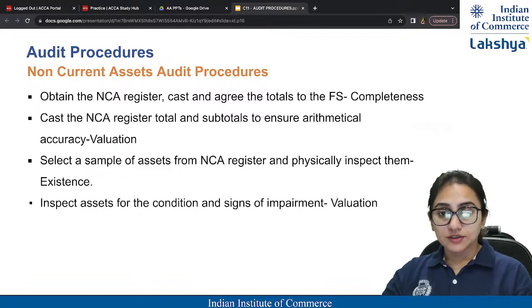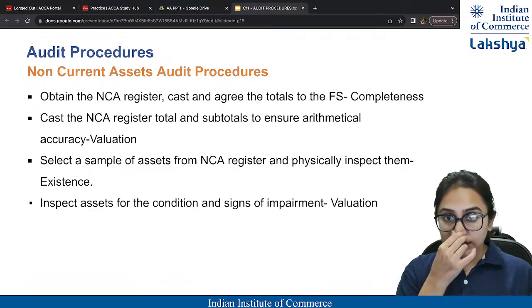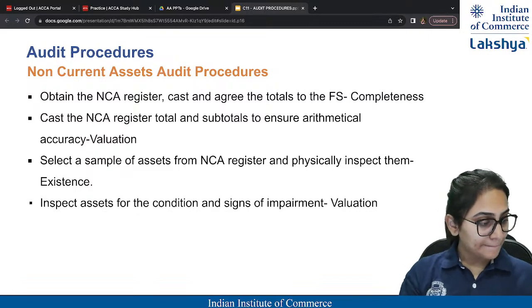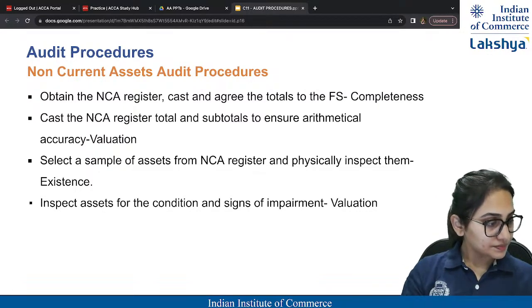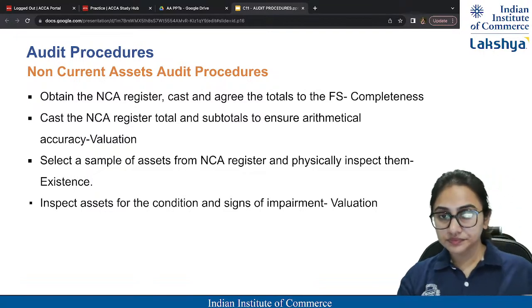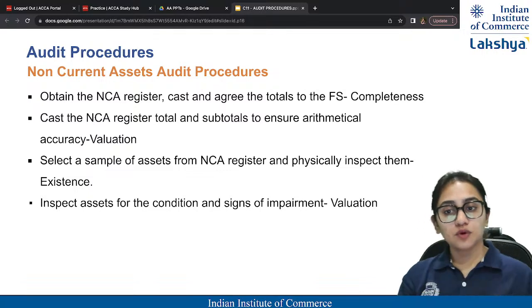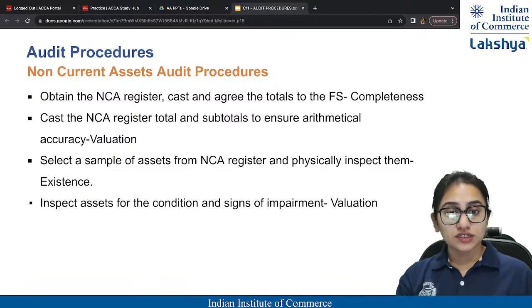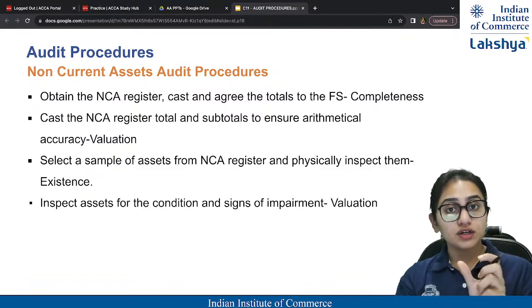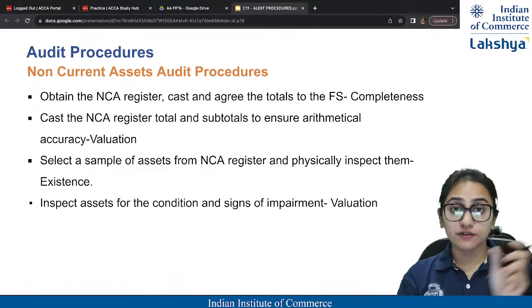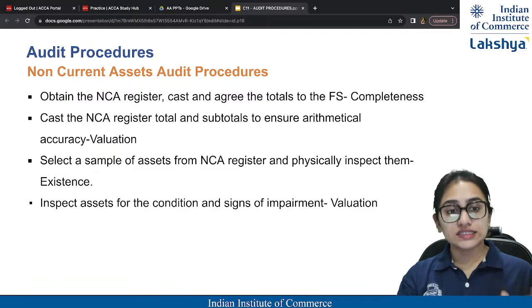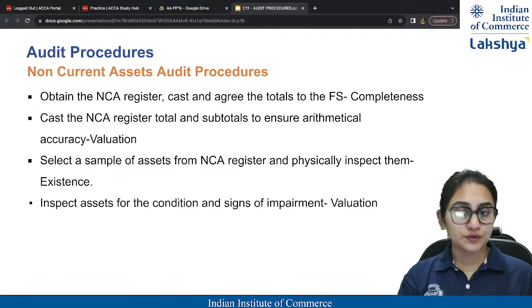So the next we have is audit procedures on non-current assets. What you will do, audit procedures to confirm the non-current assets. You will obtain the non-current assets register of the company, check the totals and see if the totals agree to the figure that is taken in the financial statement, and the figure should be the same. If the figure is the same, that means it is complete and it is accurate.